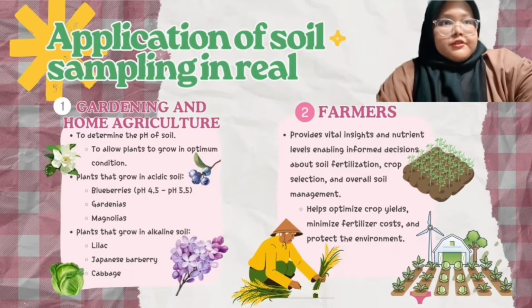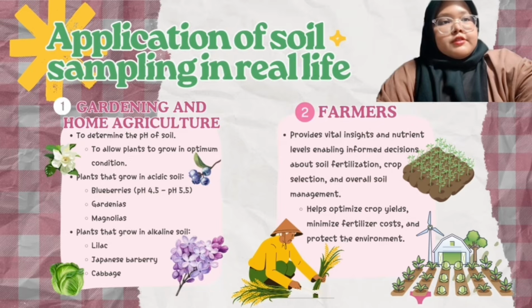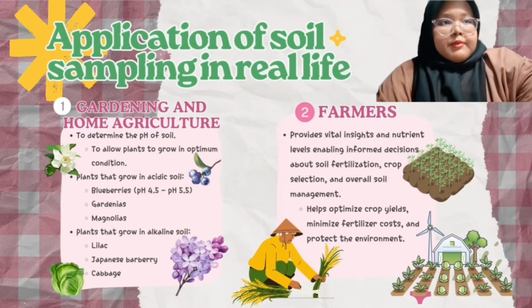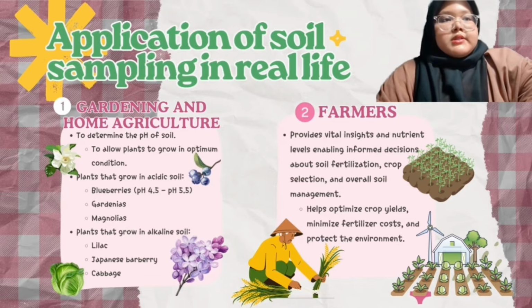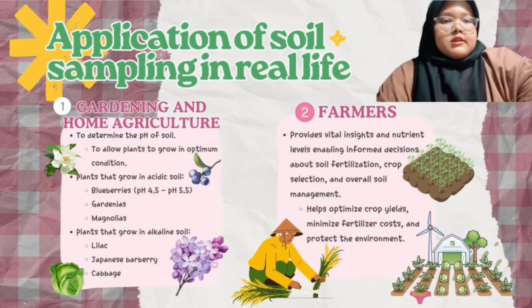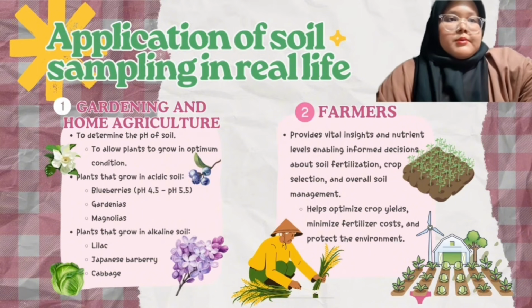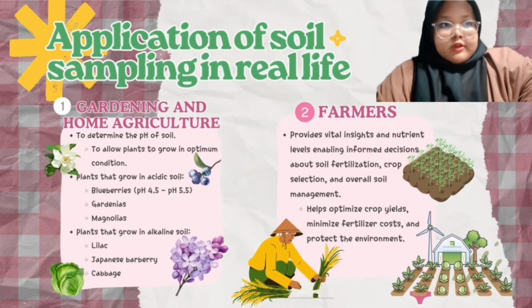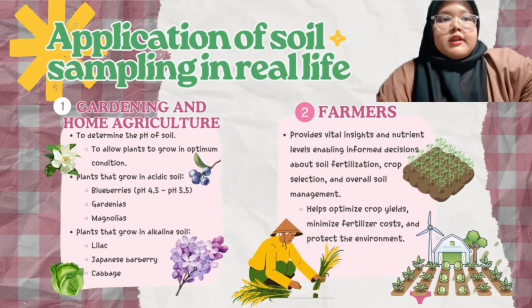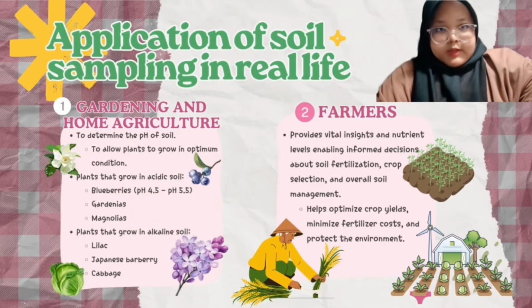There are some applications of soil sampling in real life. Actually, soil sampling is very useful for gardening and home agriculture to determine the pH of the soil. This is to allow plants to grow in optimum condition. This is also because some plants grow in soil that is too acidic or too alkaline. For example, plants that grow in acidic soil include blueberries, gardenias, and magnolias. And plants that grow in alkaline soil include lilac, Japanese barberry, and cabbage.